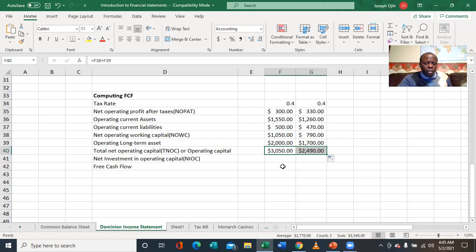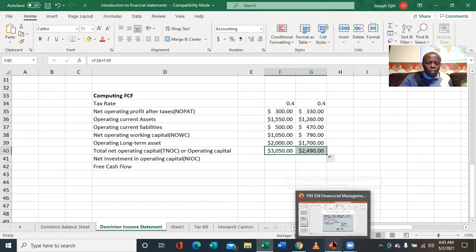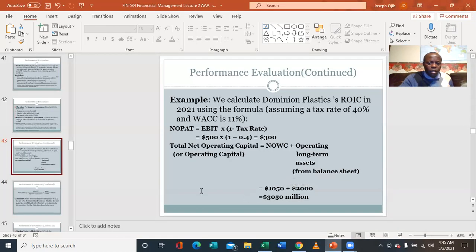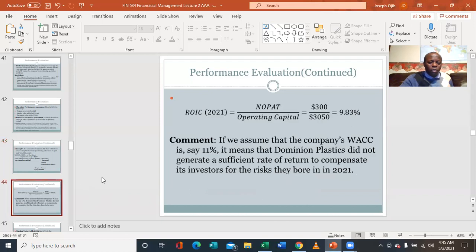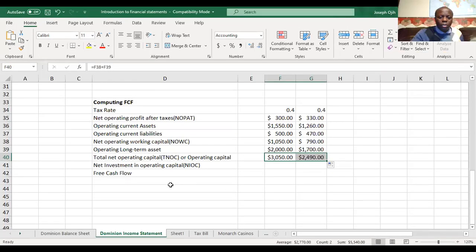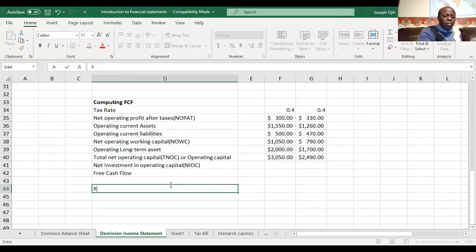calculate what we needed, which is the return on invested capital, which is NOPAT divided by operating capital. So let's do it. So that's the return on invested capital, year 2021.